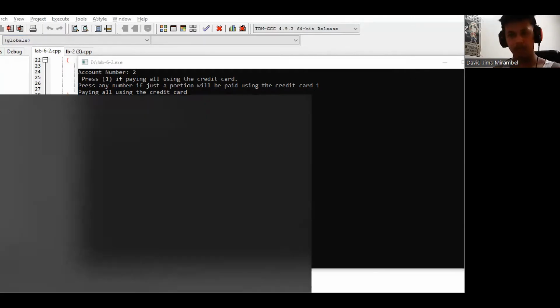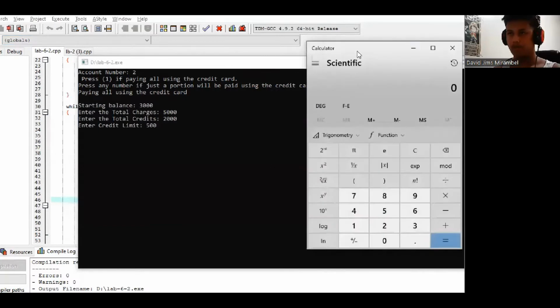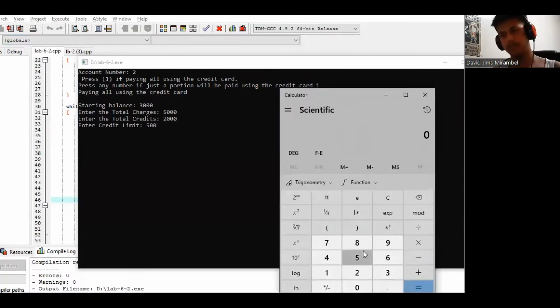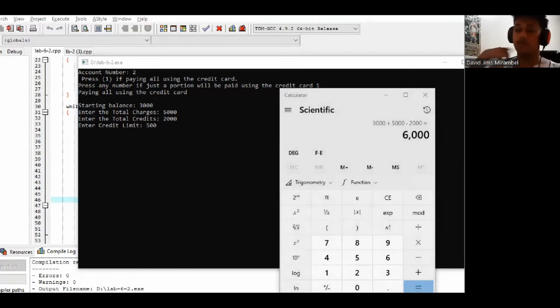So let us check first if this is accurate. Let us use our calculator. The formula is the starting balance plus total charges. So 3,000 plus 5,000, and then subtract the total credits, 2,000. So my available credit left is 6,000.